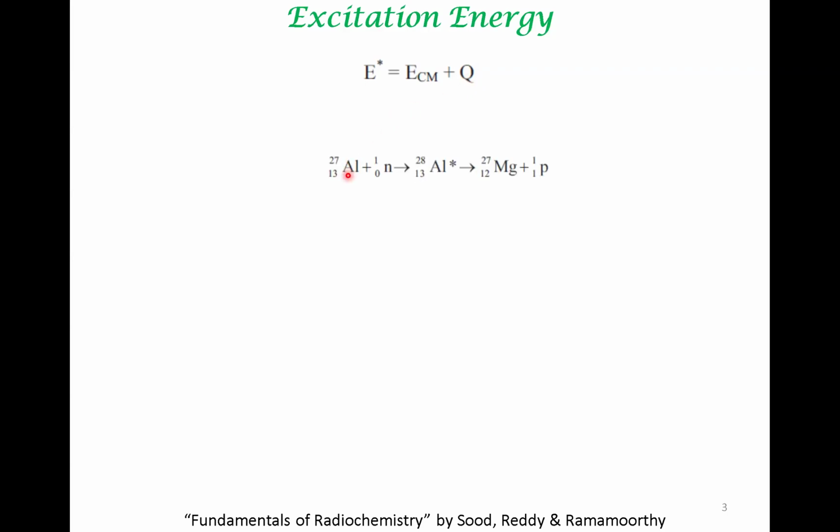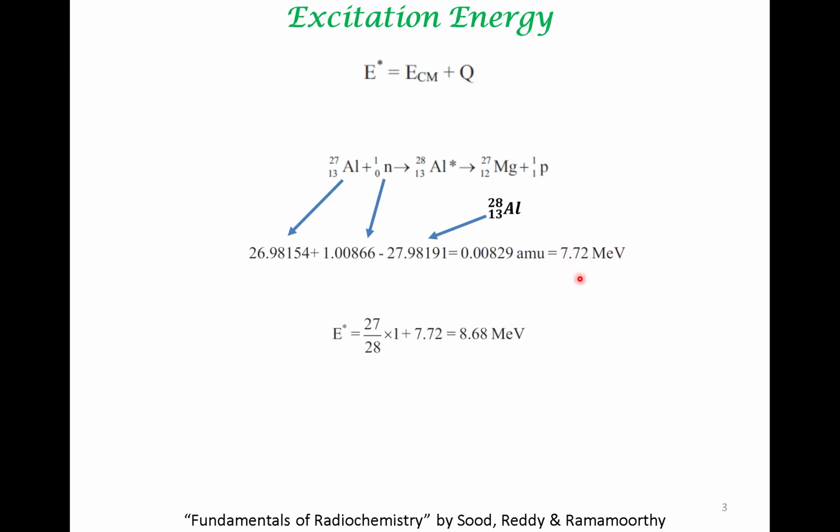For example, if you take a particular reaction, let's say aluminum is exposed to a projectile, a neutron. It forms an excited state of aluminum. This will get de-excited, and then it would lead to, let's say, this particular reaction, these particular products. So you can calculate the Q of this reaction. This corresponds to the weight of the neutron, this corresponds to the weight of aluminum, de-excited aluminum. So the Q of this reaction is 7.72 MeV.